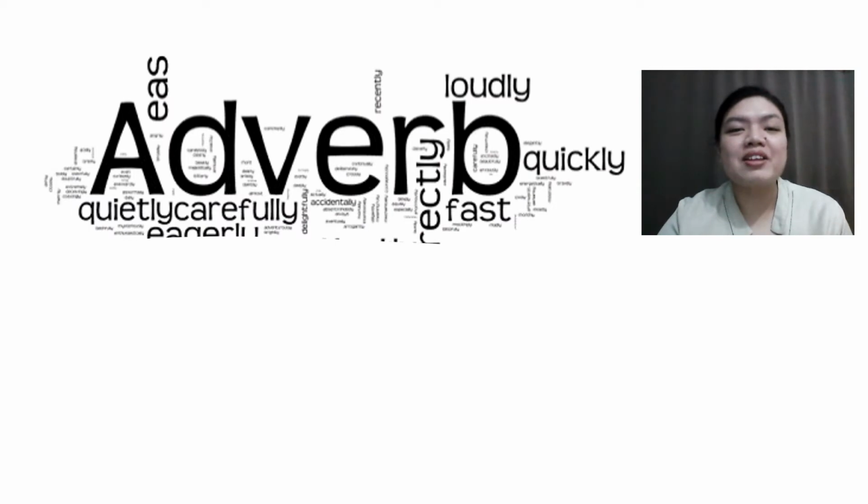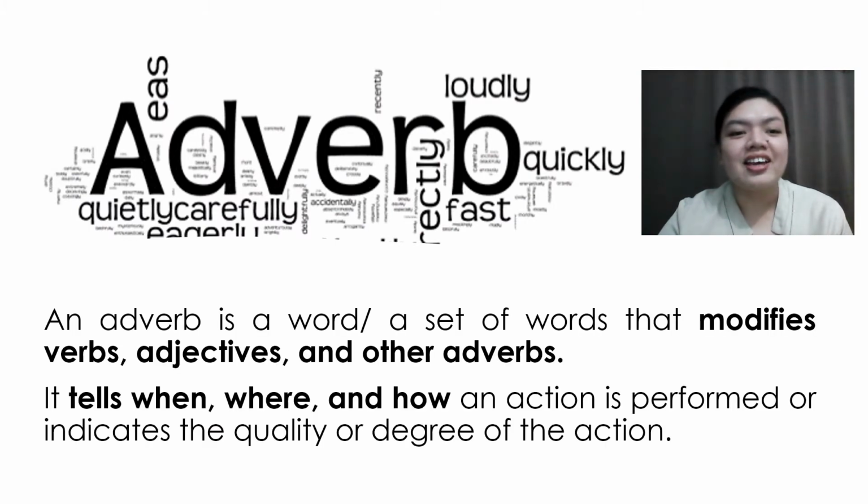We shall start by defining what an adverb is. An adverb is a word or a set of words that modifies or describes a verb, an adjective, and another adverb. It tells us when, where, and how an action is performed, and it indicates the quality or degree of the action. As you can see on the screen, you have there the word adverb, which is surrounded by some of its examples. These are words which we can use in our sentences.